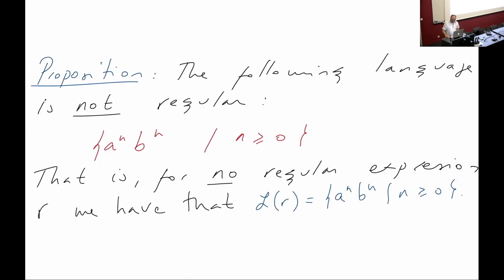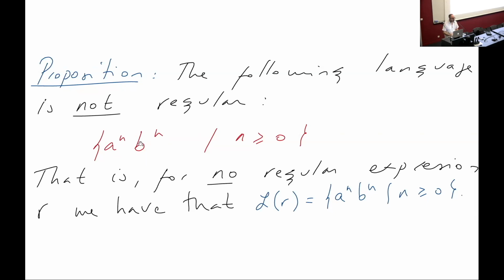So a simple cardinality argument shows that there are languages that are not regular. So there are more languages than regular expressions. The set of languages is uncountable, and the set of regular expressions is countable. But a different thing is to show that a particular language is not regular. And there are some important languages that are not regular.